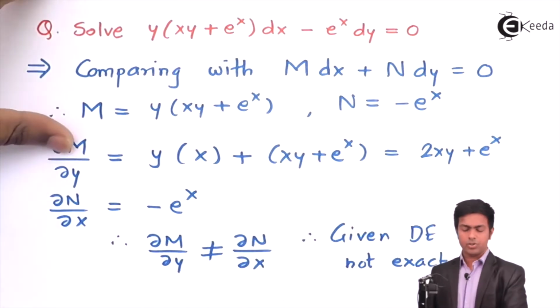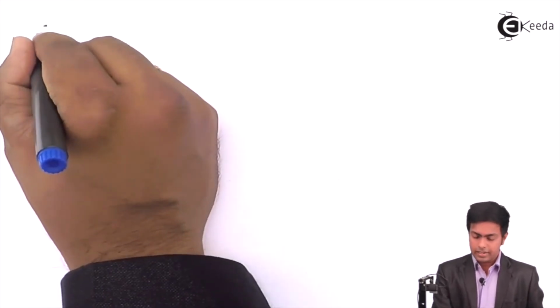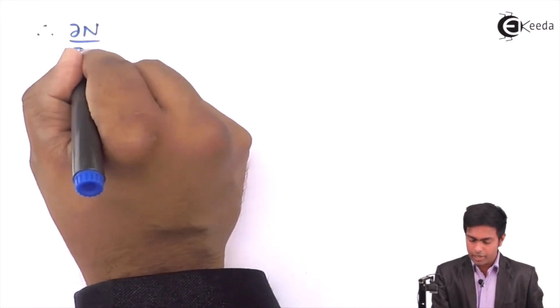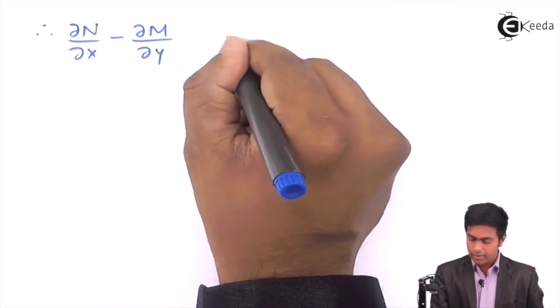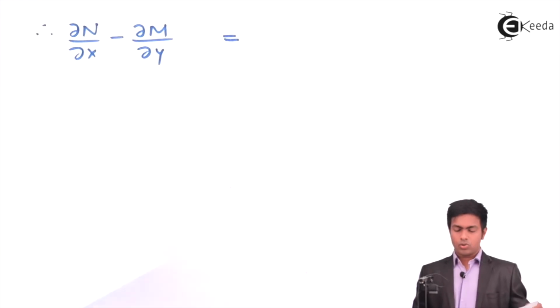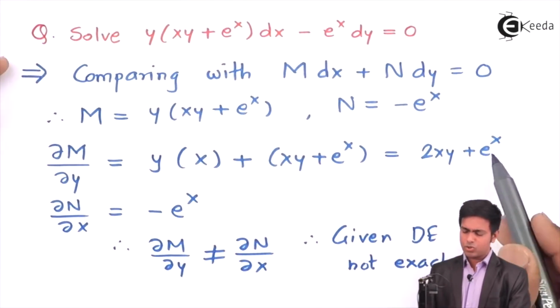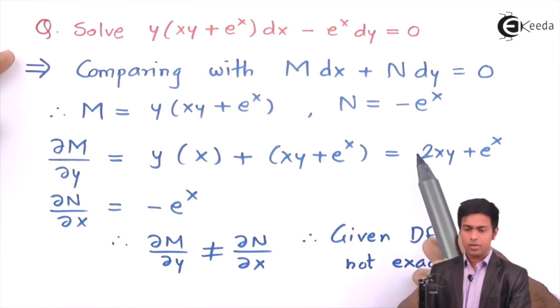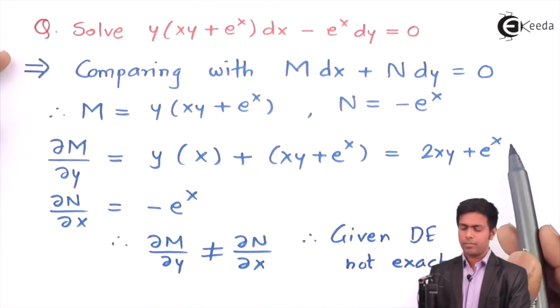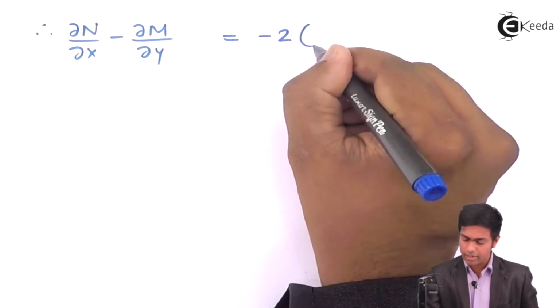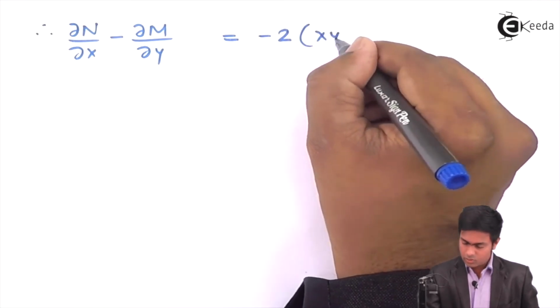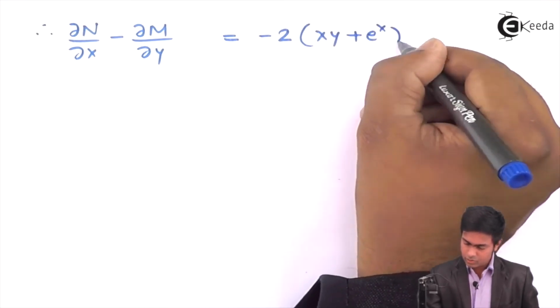So let's subtract these two values. Therefore ∂n/∂x minus ∂m/∂y equals, when we subtract these two values, we get minus 2xy minus e^x. So that will become minus 2 times (xy + e^x).